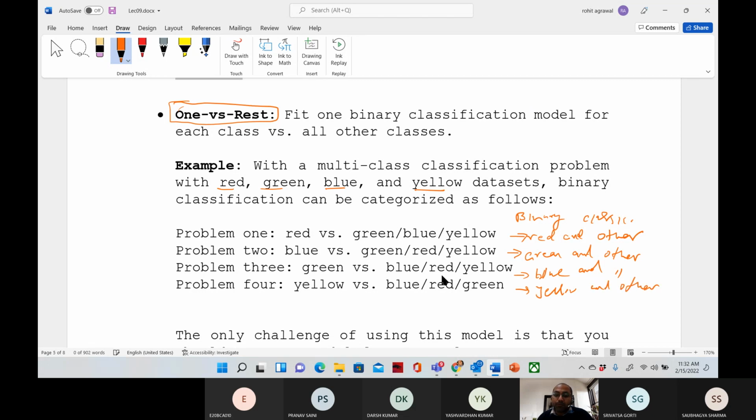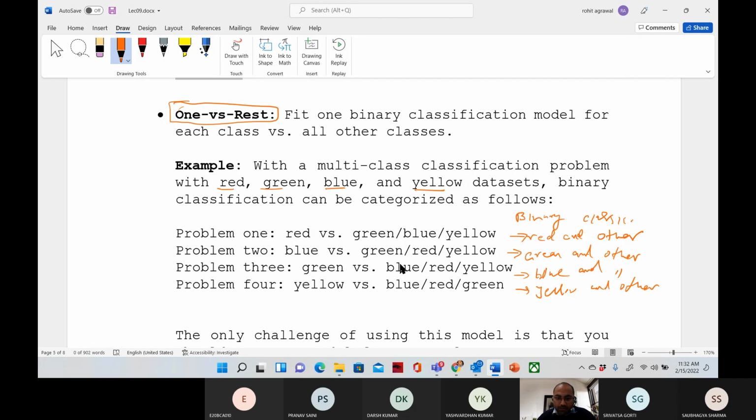Suppose we have 4 classes. So we will use 4 binary classifications, one versus rest. We take the first class and then the rest of the classes, then the second class and the rest of the classes, then the third class and the rest of the classes. So we need to use binary classification n times.